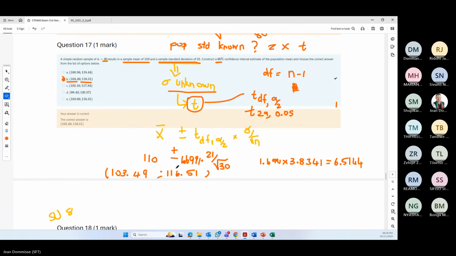If, let's just check, if we did Z of 90 would have been 1.645. So 1.645 times 3.8341, 6.3071, so plus 110. And so if we did Z, there would have been the answer for you. You would have gotten option E.